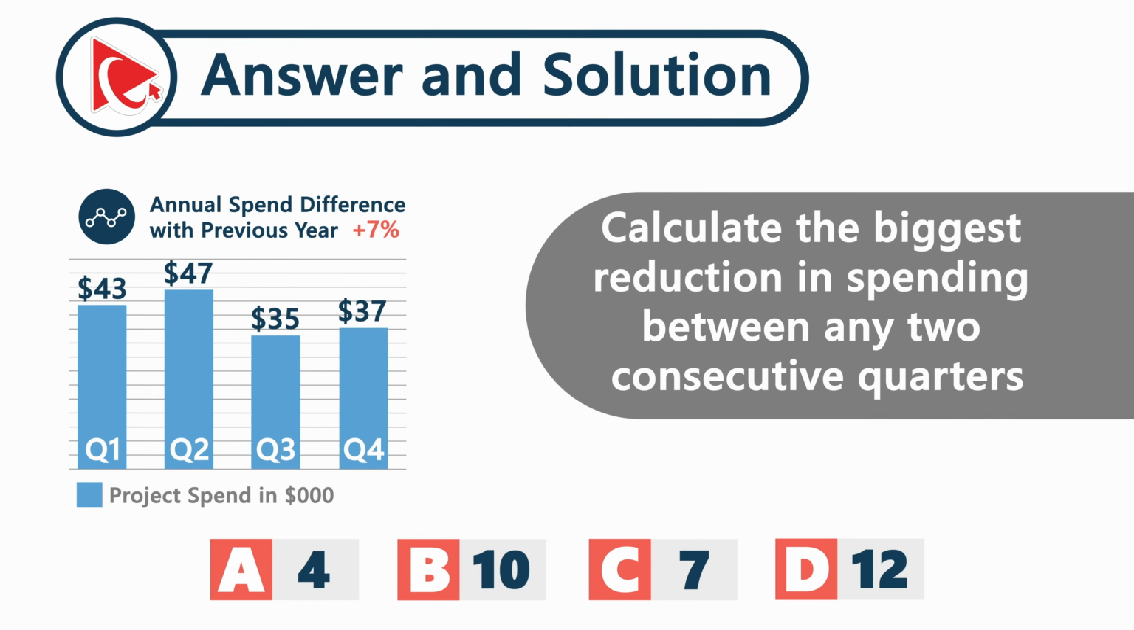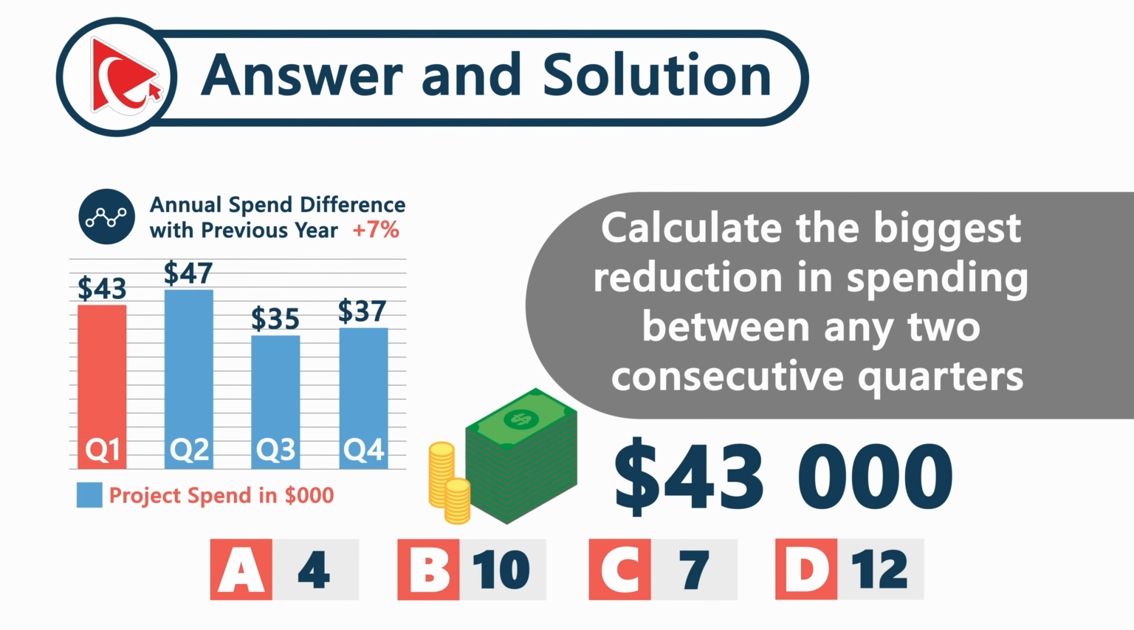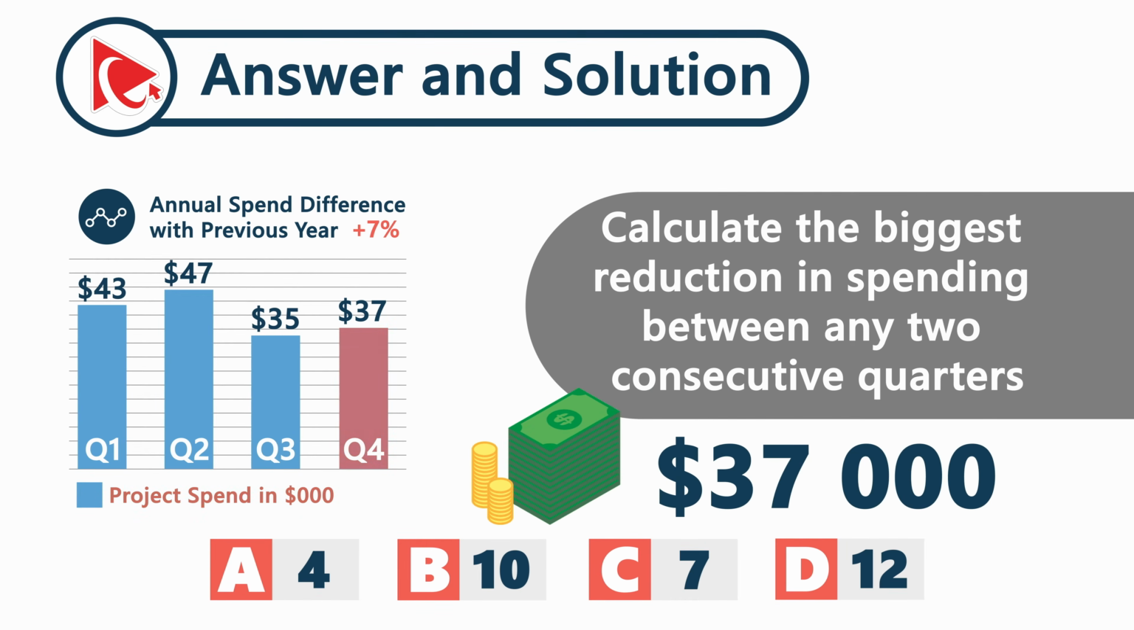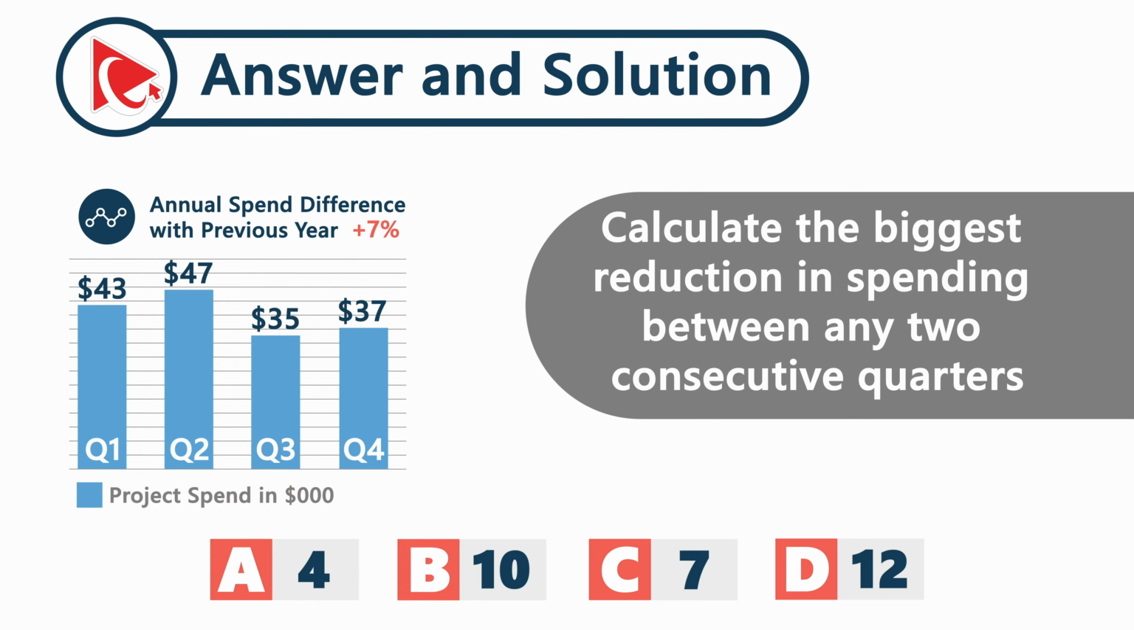If you look closely, you will see that project spend, which is represented in the chart, is shown in thousands of dollars. For example, the Q1 spend is $43,000, Q2 spend is $47,000, Q3 is $35,000, and Q4 is $37,000. With these types of questions, you always need to remember the original goal, which is calculate the biggest reduction in spending between any two consecutive quarters.